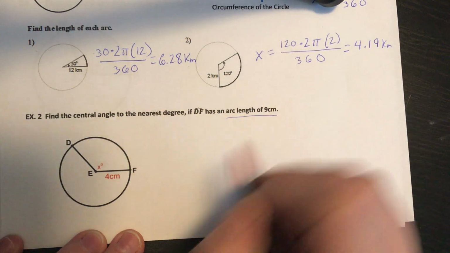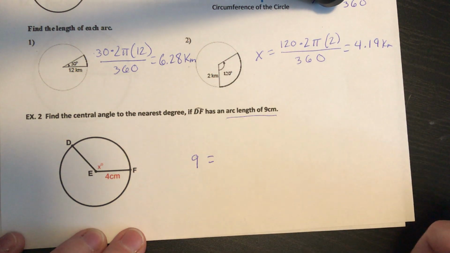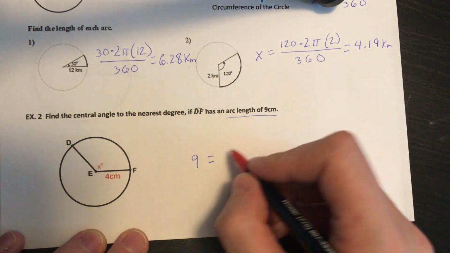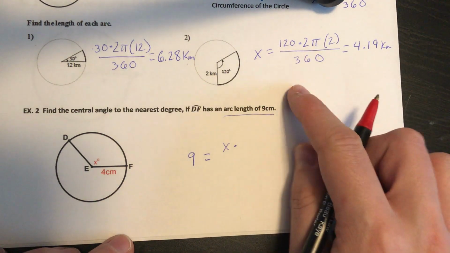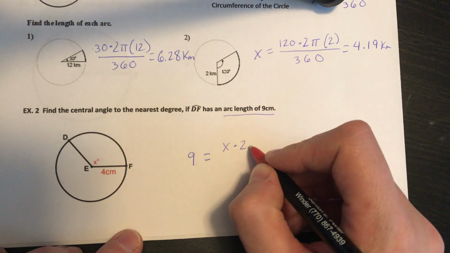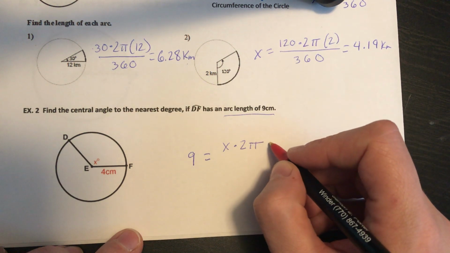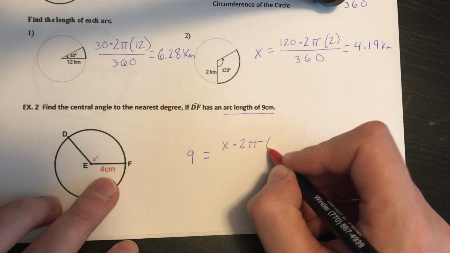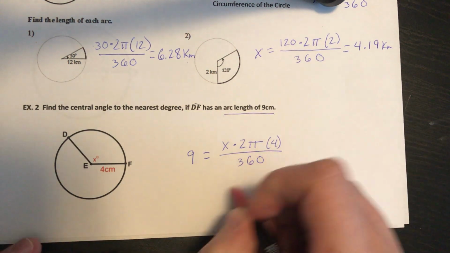So this time we know x. Our x is 9. So I'm going to set it up, and 9 is equal to, and then I'm going to do x. So I'm just still using this formula that I used. Okay, x times, that's what I'm trying to find, 2 pi r, which is 4, divided by 360, and so then I'll just solve for x from there.